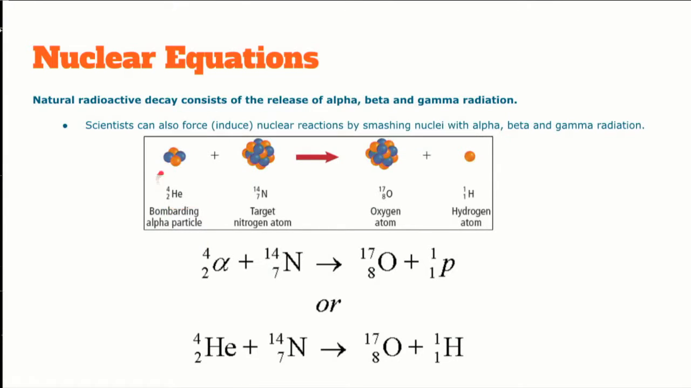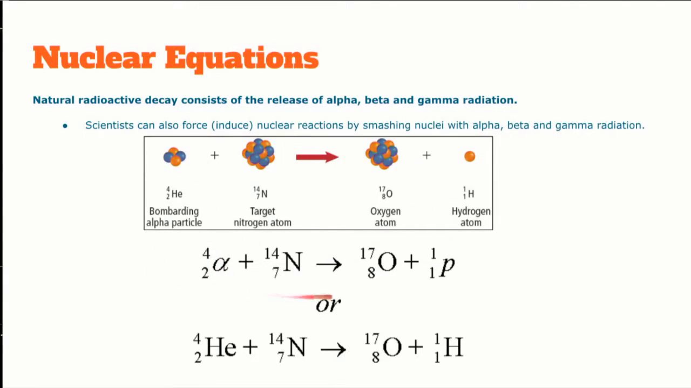So the equation is here. And you can see that you have an alpha particle, and it gets smashed into this nitrogen atom. So you're adding these two things together. These are your reactants, and then you have your arrow, and then your products over here. So if you take an alpha particle and smash it into nitrogen, you can produce oxygen, and then you end up with a proton as well. So that's what it looks like in terms of a picture.